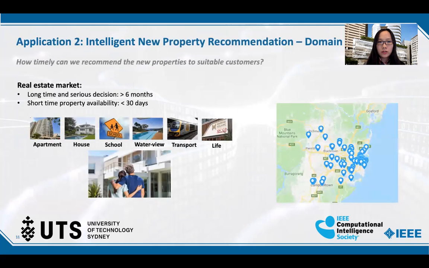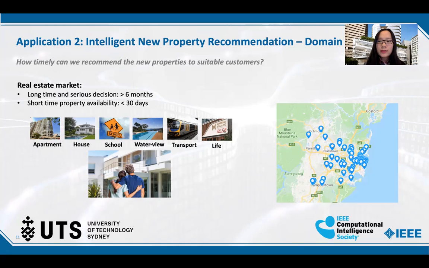The second application is for intelligent new property recommendation in Domain. So Domain is one of the largest property platforms in Australia, and it serves more than 6 million Australians looking for properties, whether they are renting a house, buying a house, or investing. And Domain has a huge amount of visits every day, and Domain wants to increase their daily visits and wants to help their customers find their dream properties.